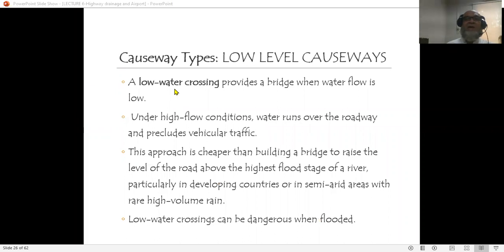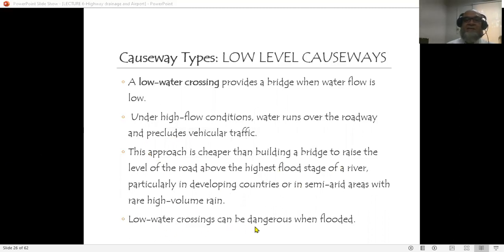A low-level causeway provides a bridge when water flows slow. Under high clearance condition, water runs over the runway and it stops the vehicle traffic. This approach is cheaper than raising the level of the bridge above the highest flood level, particularly in developing countries or in semi-arid areas where rare high volume rain does occur.